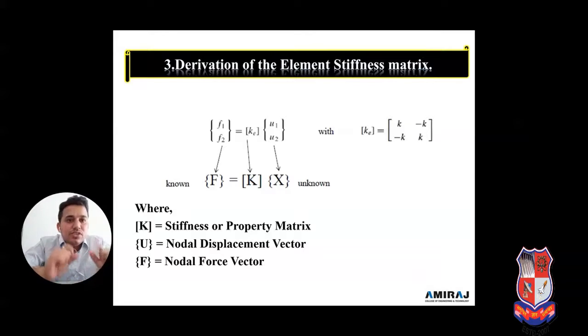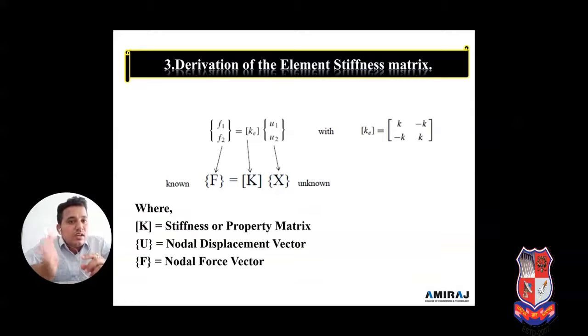element stiffness. Here one standard formula is there: F is equal to K into X, or we can say K into U. F is the force at the particular element, K is the stiffness matrix of the particular element, and U is the displacement. If it is a force, we can consider it as a force. If we consider a pipe or fluid flow, then we can consider it as a pressure also. So we will look into it.